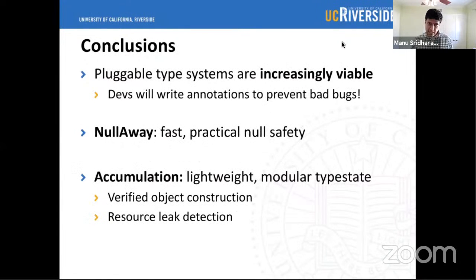So in conclusion, I've argued that these pluggable type systems are increasingly viable in the real world, particularly because developers really want to prevent bad crashing bugs, and they'll write annotations to do it. And then I talked about NullAway for fast and practical null safety, and accumulation analyses for doing lightweight modular checking of type state properties.